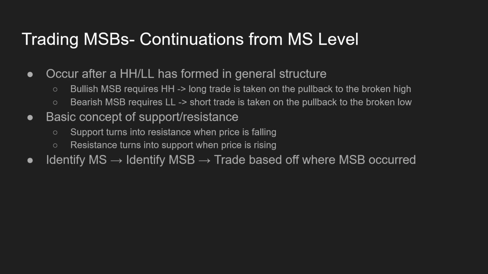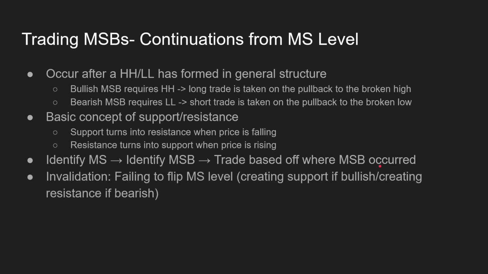Now within this, the main steps are to identify the market structure. Where are we? Are we in a bullish market structure or bearish market structure? You want to identify if a market structure break can occur or is occurring or has occurred. And then you want to trade based off where the market structure break did actually occur. We also want to keep in mind the point of invalidation. Failing to flip the market structure level, creating support of bullish or creating resistance of bearish, would invalidate the idea, this whole theory of a market structure break.